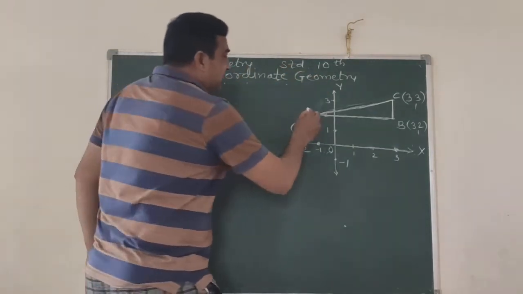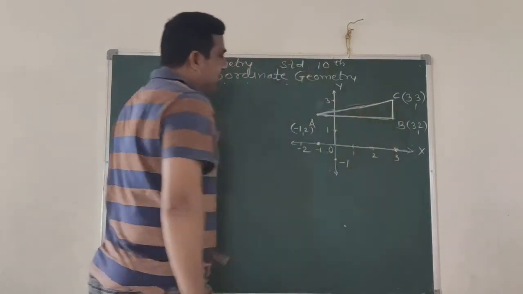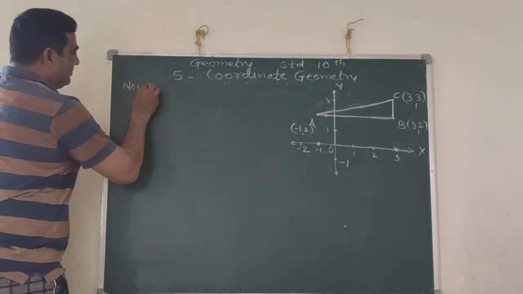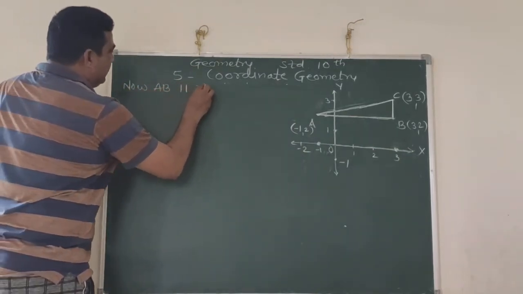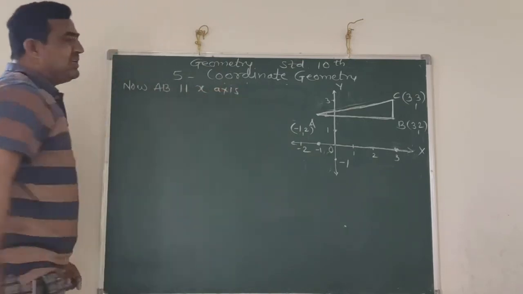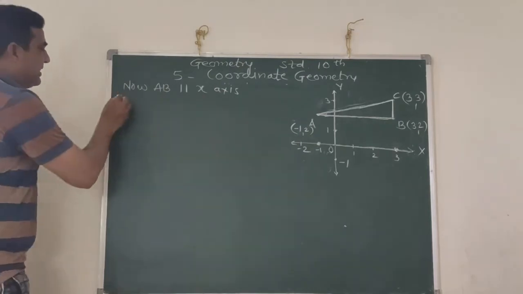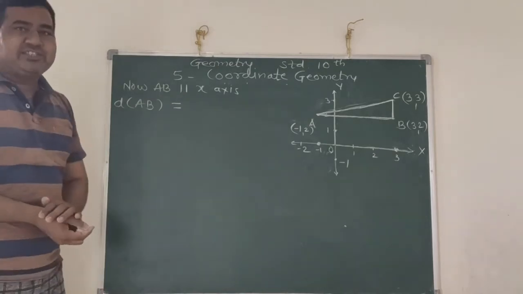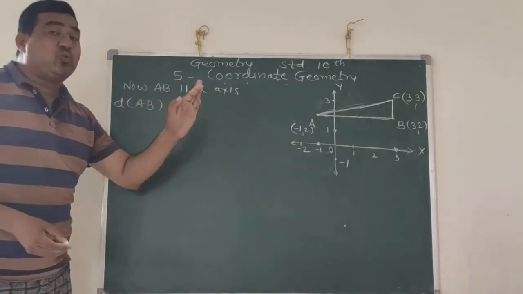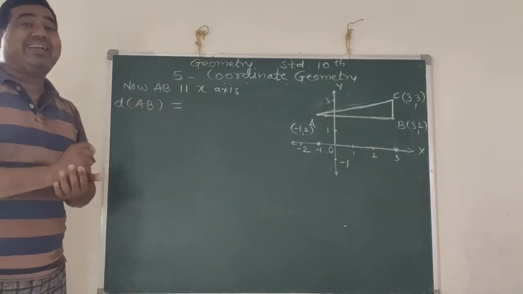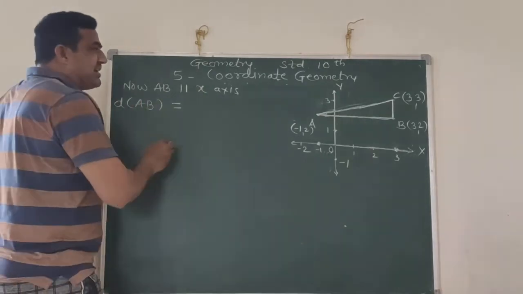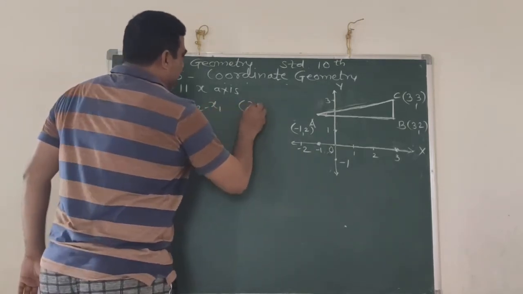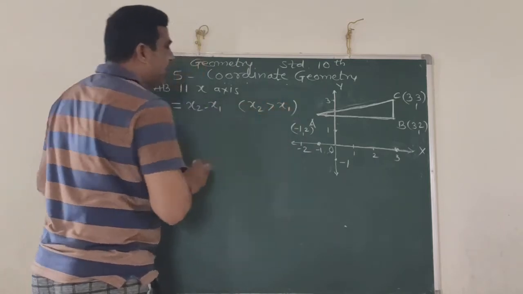So first of all, consider this AB. Now this AB is parallel to the x-axis. When a segment is parallel to the x-axis, then the distance between the points is equal to the difference between their x coordinates, provided x2 is greater than x1, that means x2 minus x1. So here I consider the formula x2 minus x1, where x2 is greater than x1.